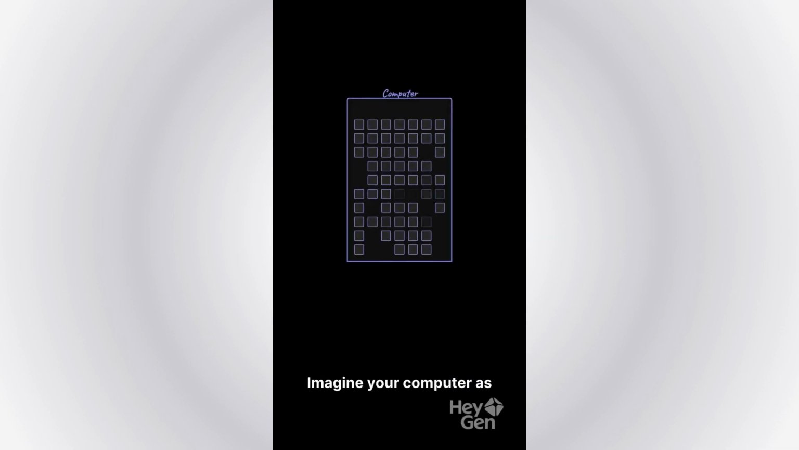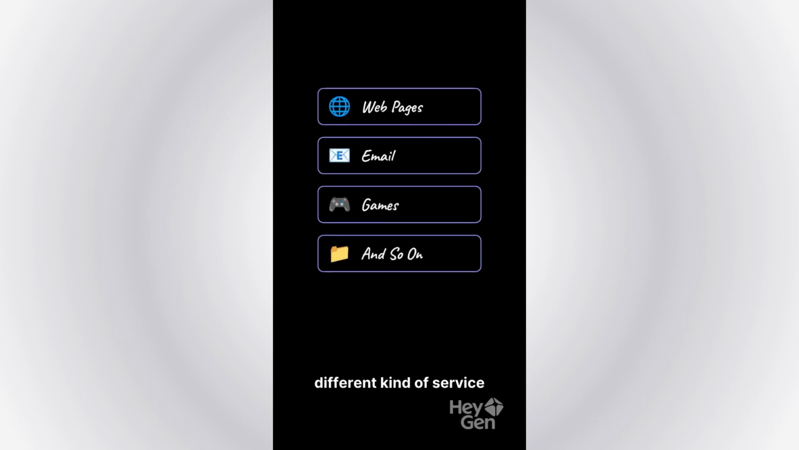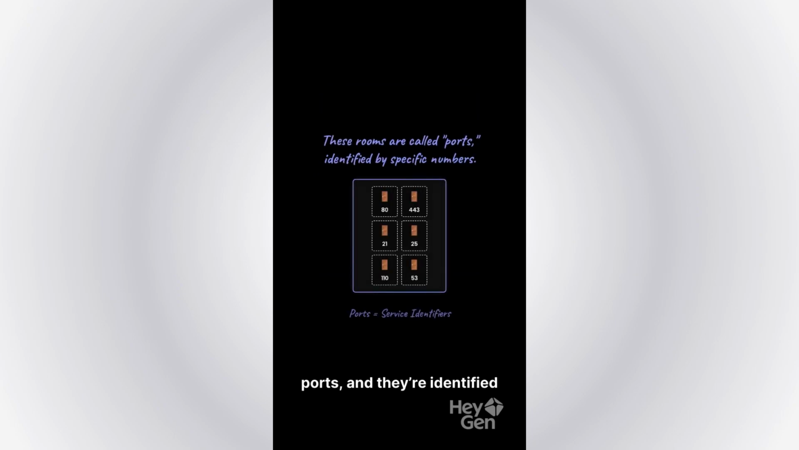Imagine your computer as a big building with hundreds of rooms. Each room handles a different kind of service, one for web pages, one for email, one for games, and so on. These rooms are called ports, and they're identified by specific port numbers.